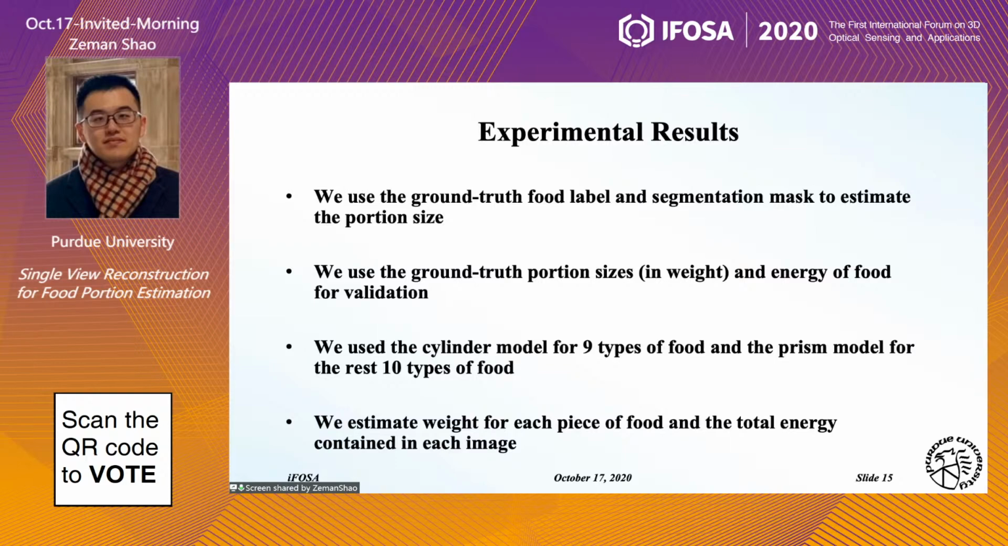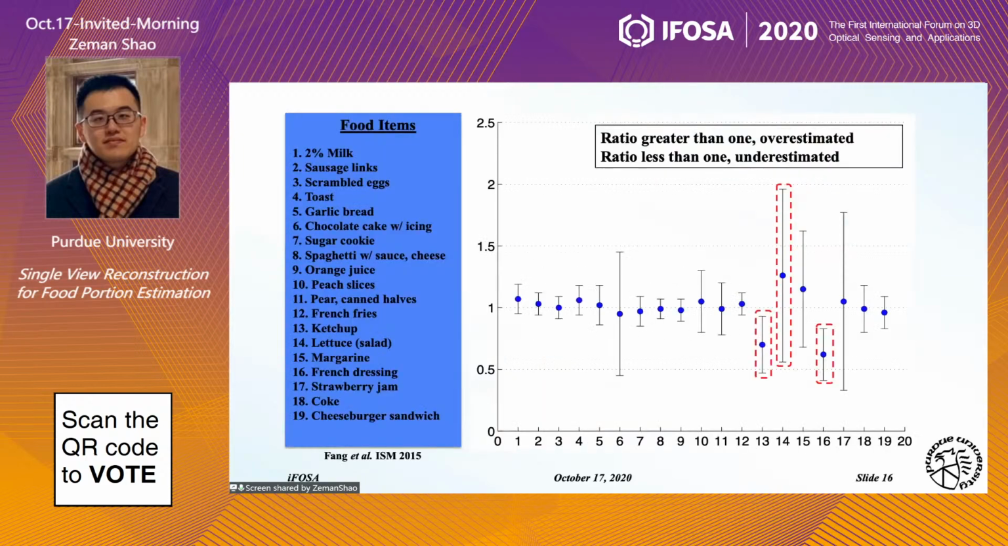For the food data we tested, we have ground truth information for food labels, segmentation masks, portion size in weight, and energy for each piece of food. We have a total of 19 types of food, and we use cylinder models for 9 types of food and the prism model for the remaining 10 types. We estimate the weight for each piece of food and the total energy contained in each eating scene image. So here are our experimental results.